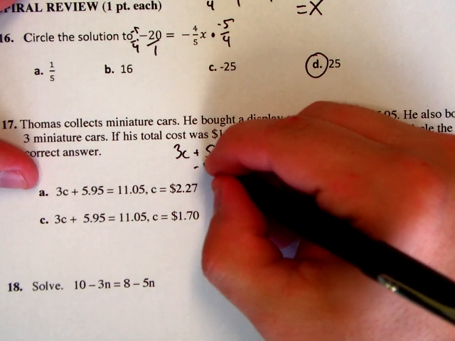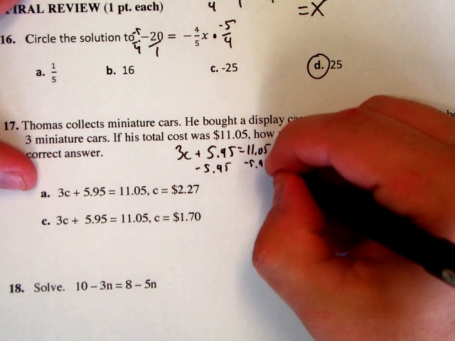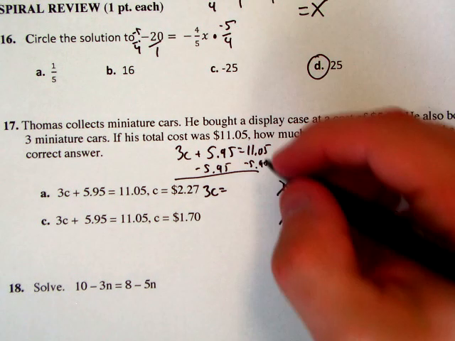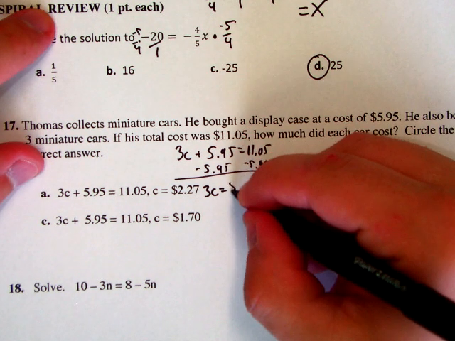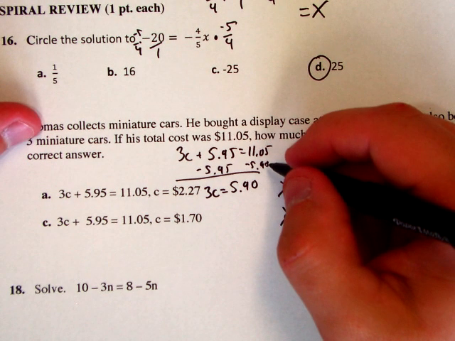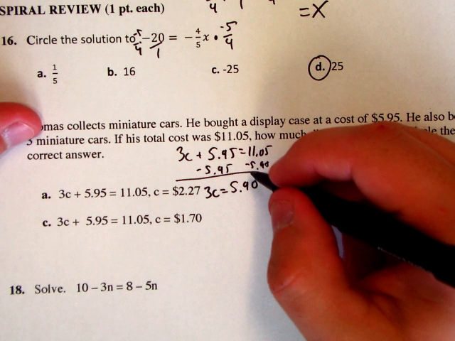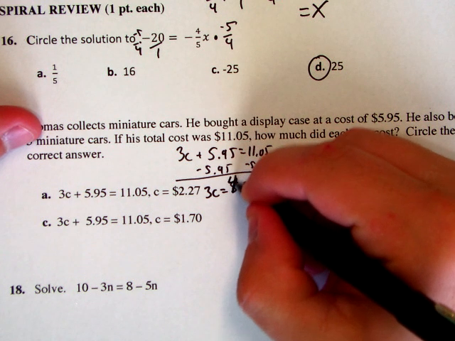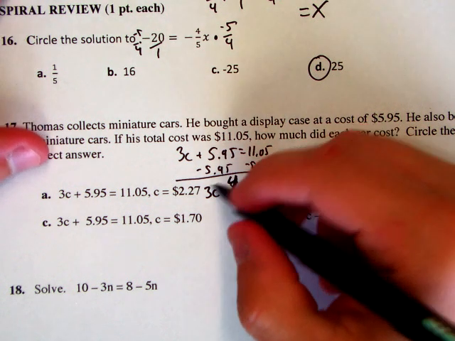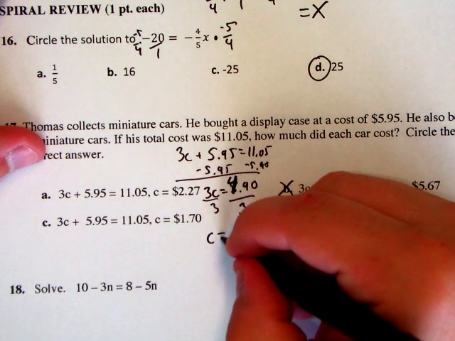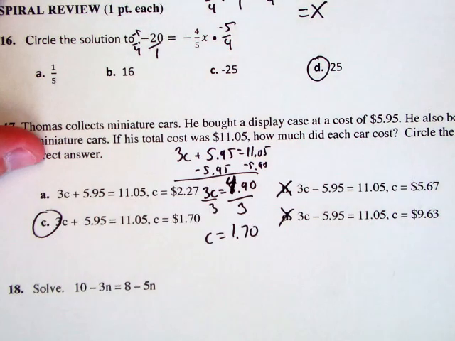To solve this equation then, I need to subtract $5.95 from both sides. And I get 3c is equal to $5.10. Sorry, $5.10. What I then need to do is divide both sides by 3, and I get c is equal to $1.70, so that'd be letter C.